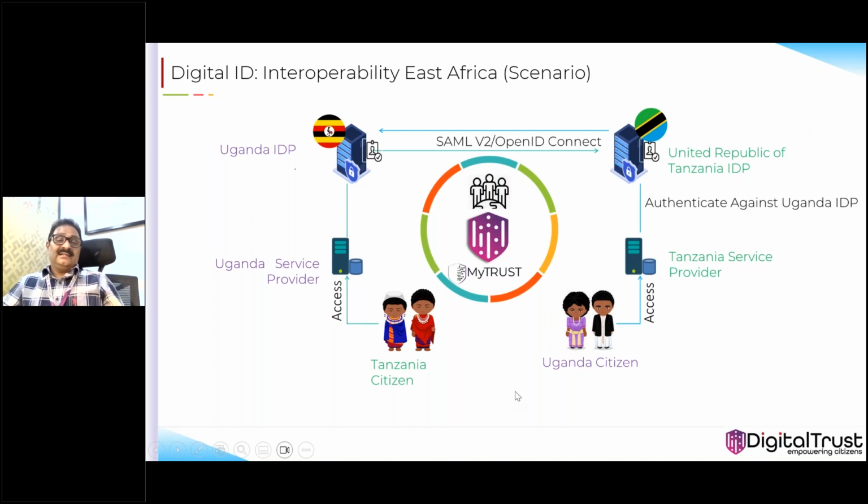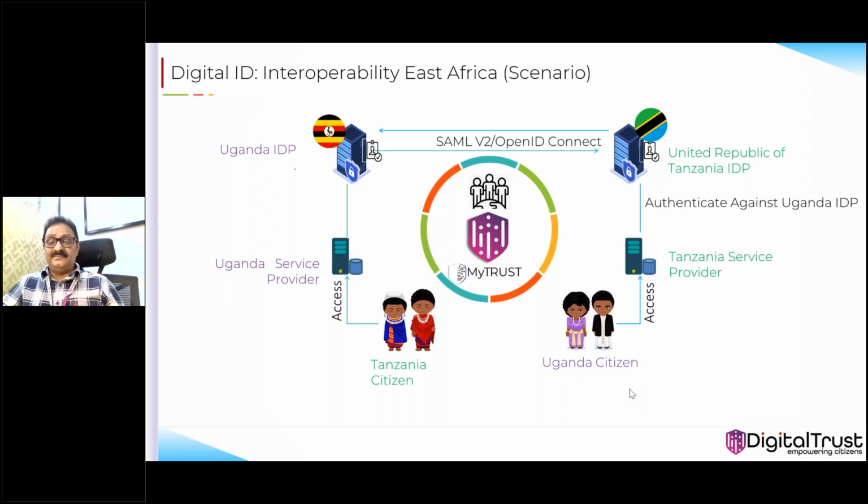So we use standardized protocols to share the ID profiles from, let's say, the Uganda ID provider to, let's say, the Tanzania ID provider. And once the trust is established on the ID and identity, the service can happen. Yes, that's what I have to say.